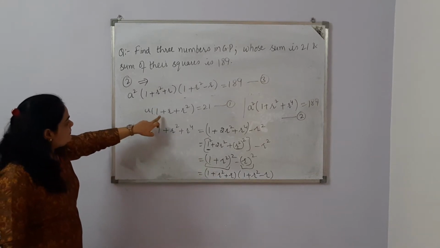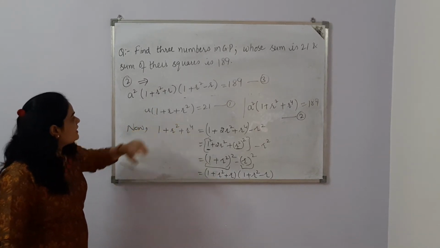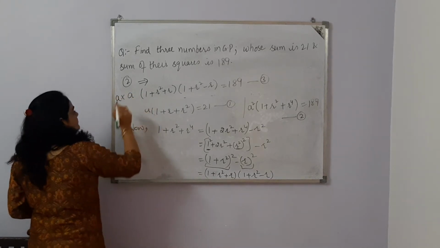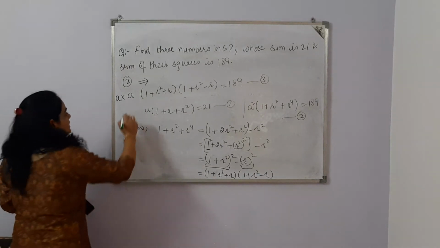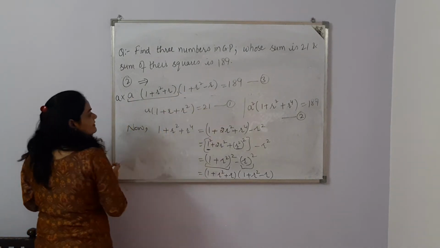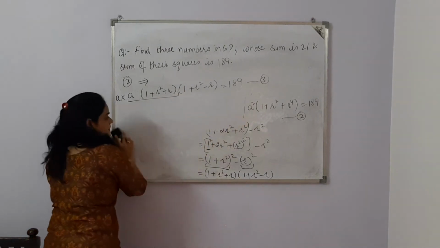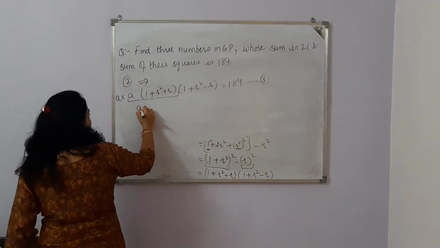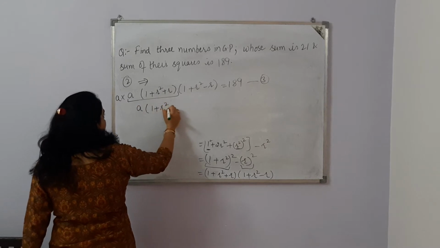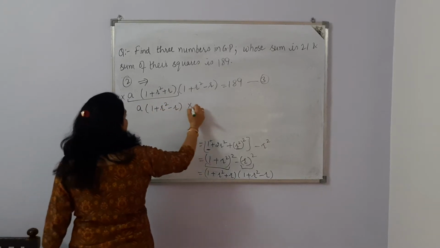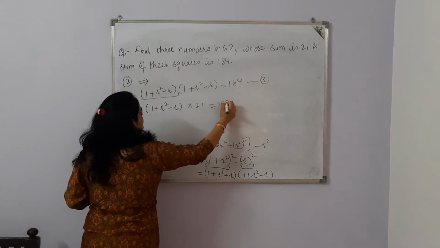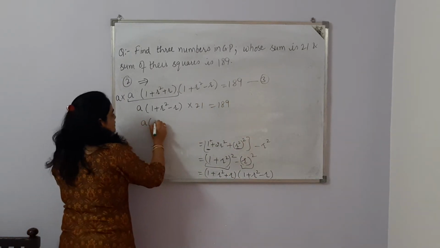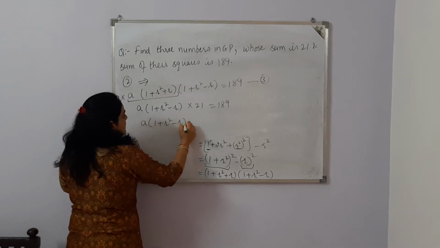Now, you are watching that here a into 1 plus r square we have already there. So can I write a square as a into a? So its value is already there, which is 21. So a into 1 plus r square minus r into 21 is equal to 189. So you have a into 1 plus r square minus r.